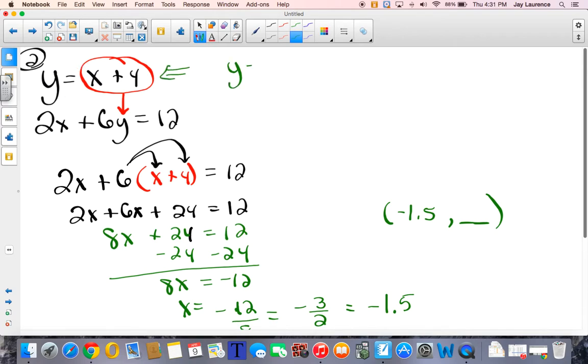I'm going to go y equals negative 1/2, put that in for x, plus 4. Well, negative 1/2 and a positive 4, I think will be a positive 2/2. And there you go. X is going to equal negative 1/2. Y is going to equal positive 2/2. That's where these two lines will intersect.